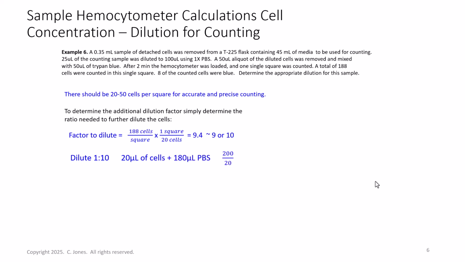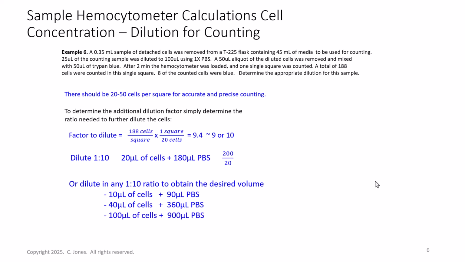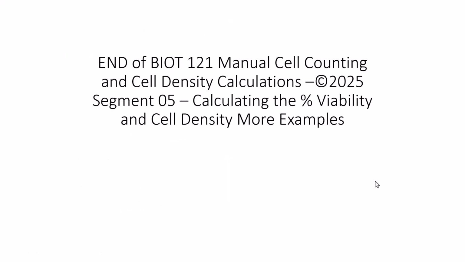One example of this could be 20 microliters of cells plus 180 microliters of PBS, right? That's 200 microliter final volume divided by 20, which is 10 over 1. But other variations, we could do 10 microliters of cells plus 90 microliters of PBS, 40 microliters of cells plus 360, right? That would be 400 over 40, or 100 microliters of cells plus 900 microliters of PBS. So just pointing out that there are numerous volume combinations that you could use to achieve a 1 to 10 dilution factor. And that is the end of segment 5.